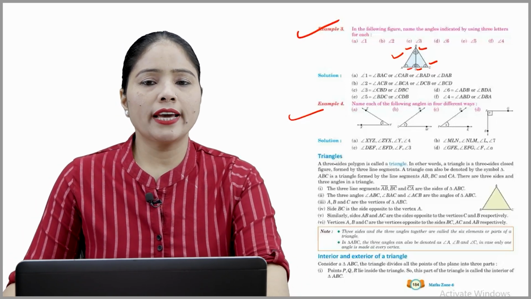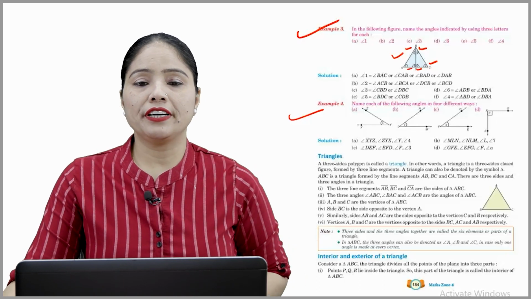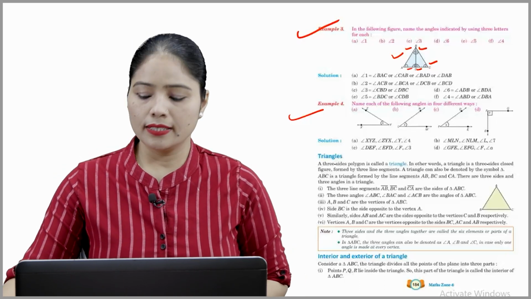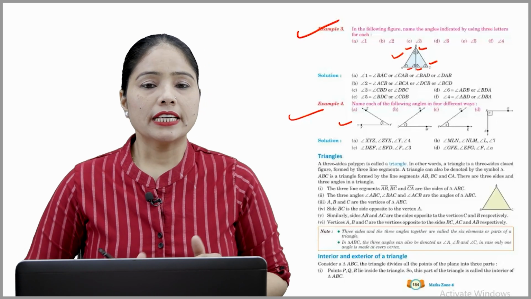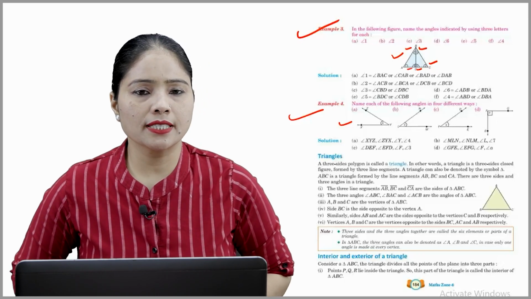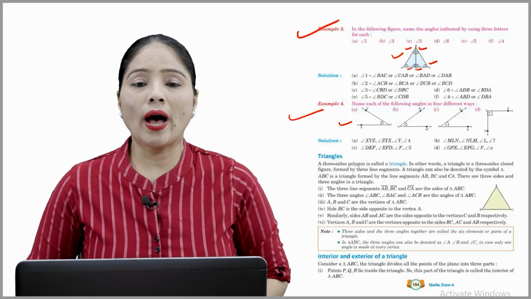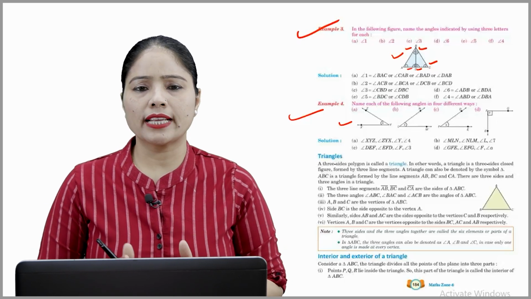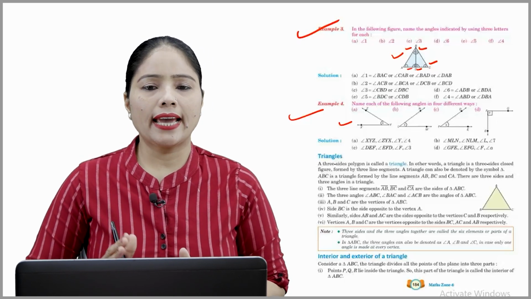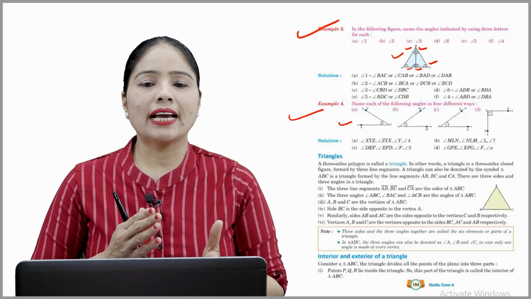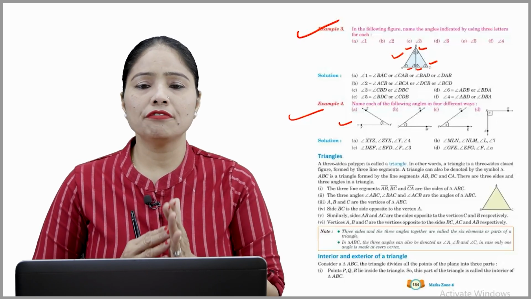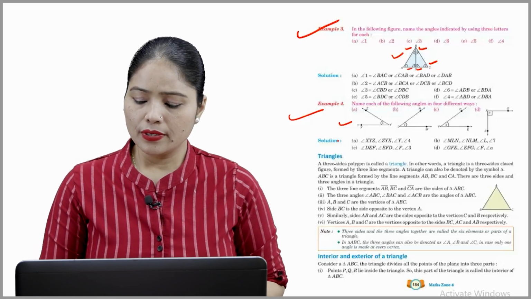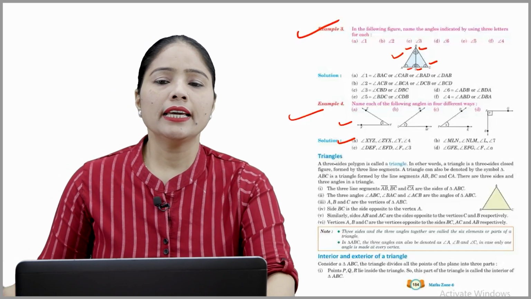Name each of the following angles in 4 different ways. First one is, ये हमारा फर्स्ट फिगर है. इसमें हम एंगल्स कैसे कैसे लिख सकते हैं? सबसे पहले हम लिखेंगे X, Y and Z और we can also say that Z, Y, X. Okay. So एंगल Y हमारा कितना हो गया? 4. Okay. बी पार्ट में हम क्या कहेंगे?